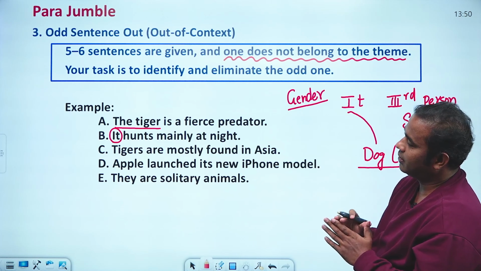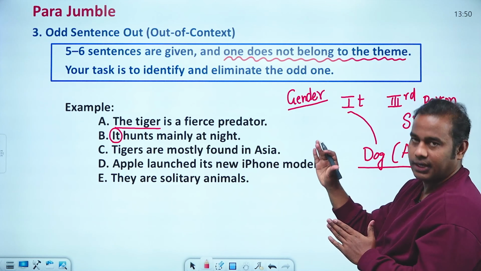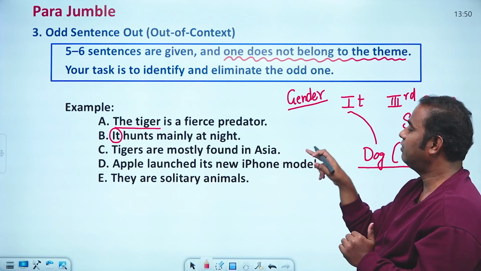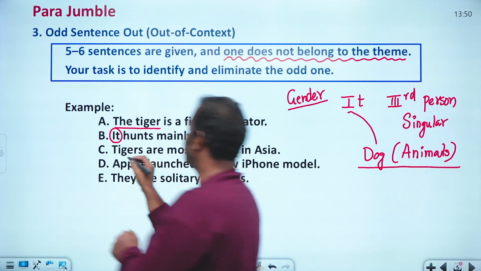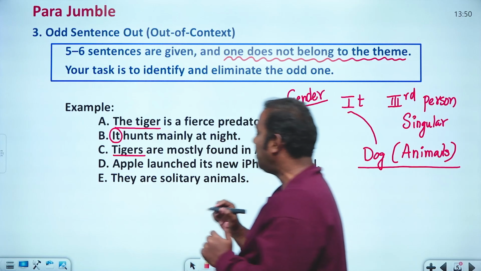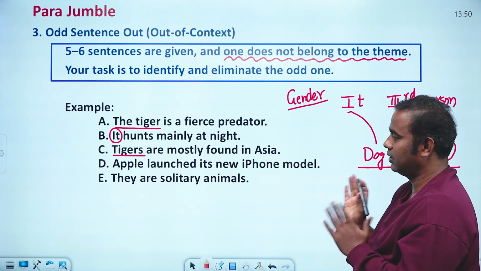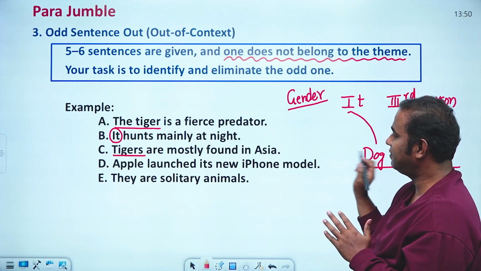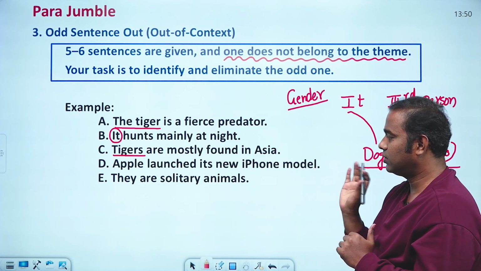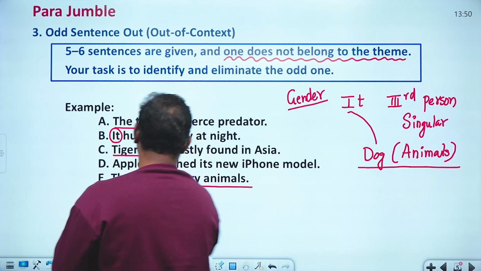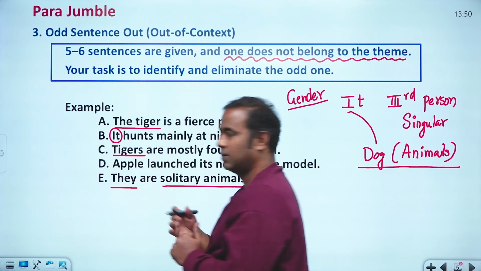Now here, it hunts mainly at night. So it is basically referred to the tiger. First part. Tigers are mostly found in Asia. So we are talking about tigers in this sentence also. Apple launched its new iPhone model. So here this is an entirely different sentence. They are solitary animals. Here, who are they? They means tigers.